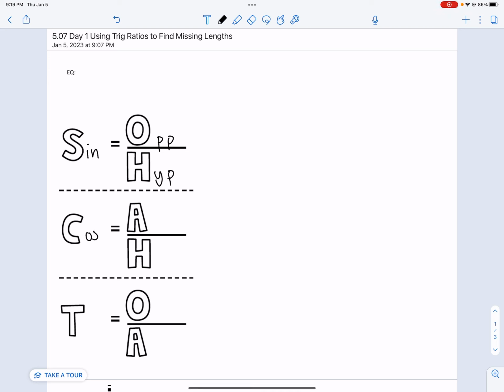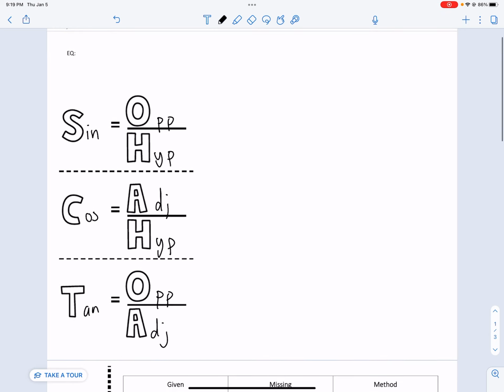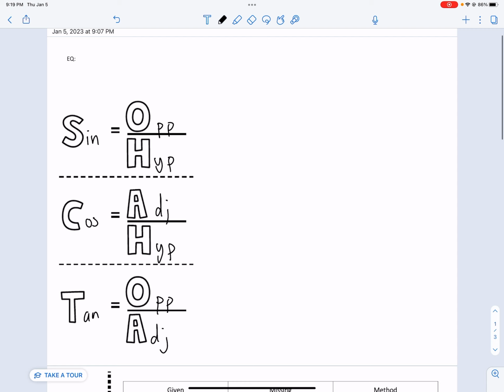Cosine, we have adjacent over hypotenuse. And tangent, we have opposite over adjacent. So that is going to be our three trig ratios that we know, and we're going to use that to find missing side lengths. You will need a calculator today. You can probably use one of the ones that your teacher has, or use the calculator on Google.